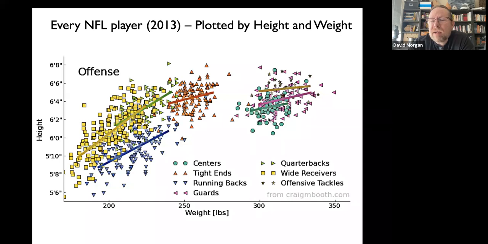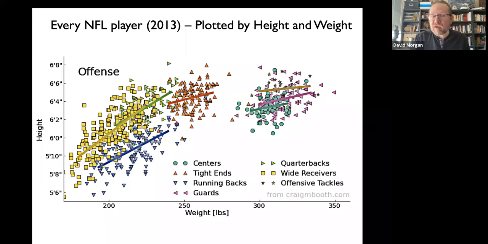Who are the players up here in this clump of 300-plus pound, 6'2"-plus individuals? They are offensive linemen, centers are the green circles, and guards. So these are the guys whose job it is to be just a brick wall between the opposing defense and the quarterback. What is your job if you're an offensive lineman? It's just to be immovable. So what kinds of players are they? They are 320 pounds, 6'4" players.